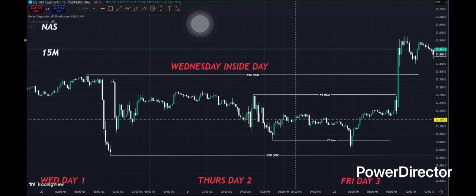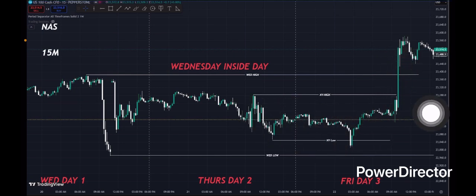You can see that on Wednesday we broke out of Tuesday's low and then pulled back inside of the range and closed inside of that range. Then on Thursday, the entire day's price action stays inside of that Wednesday high and low range. So we have an inside day on Thursday. I typed this up wrong. It says Wednesday inside day, but that should say Thursday inside day. And if you look even further, most of Friday is still inside of this high and low range until we get to the New York session, all right?